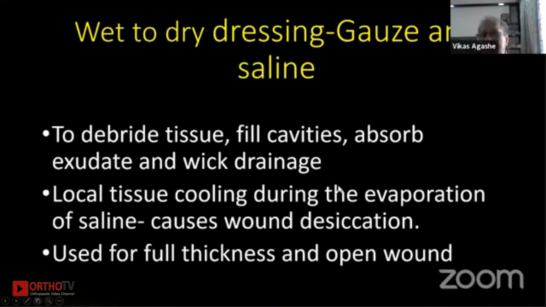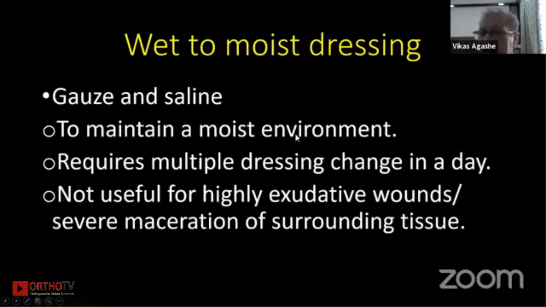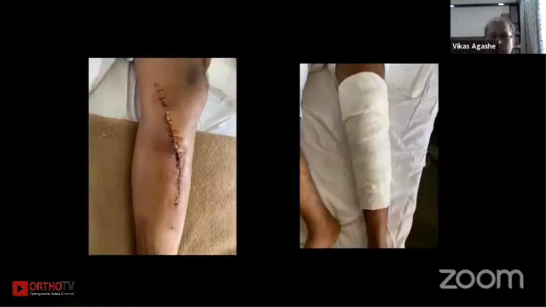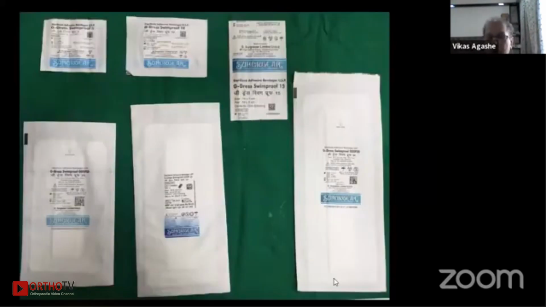Wet to dry dressing was often used. Obviously, these days it's hardly ever used. It is essentially to debride tissues, fill cavities, etc. It was often used for full thickness and open wounds. Wet to moist dressing needs repeated changes, and is not very useful if the wound is exudative. So very often we use Gamgee. Essentially, if the incision is big, you need some kind of support, and that is why one uses Gamgee.